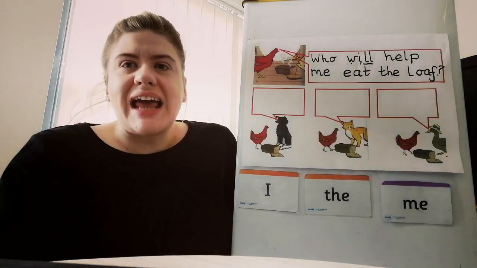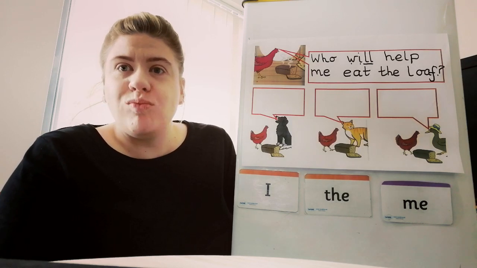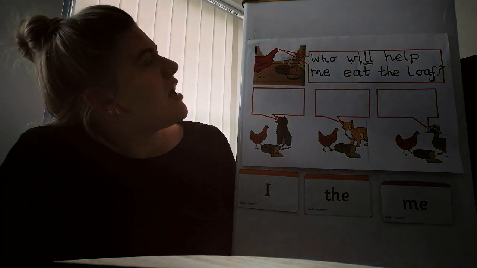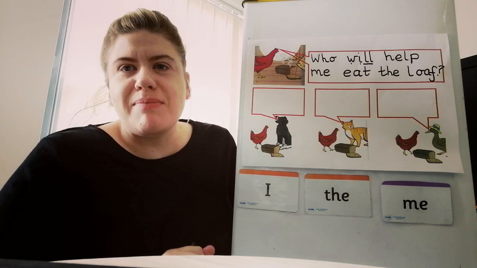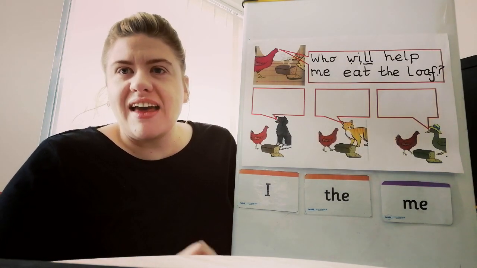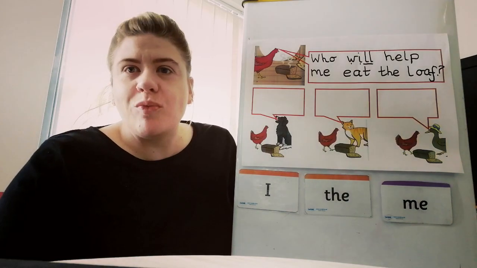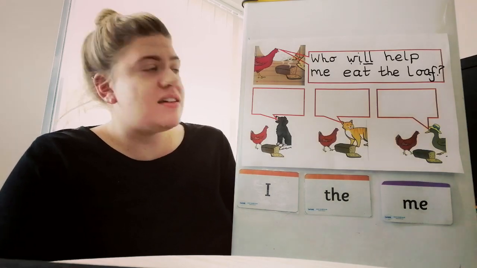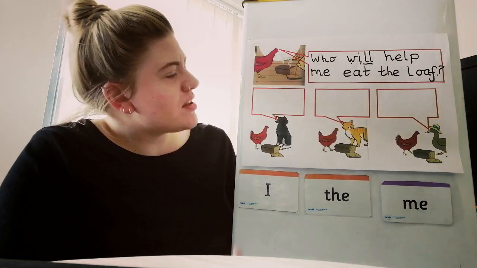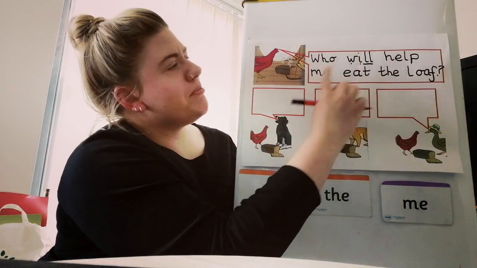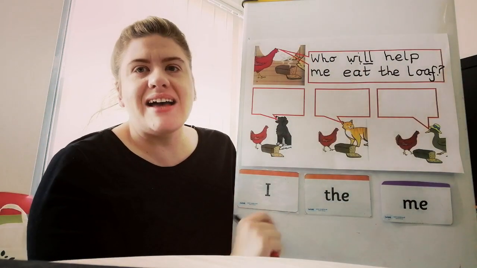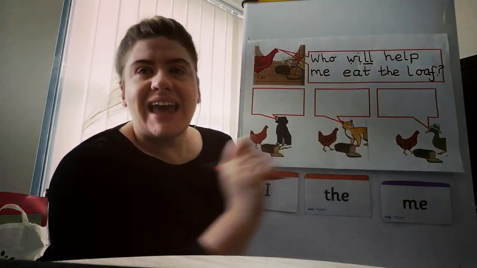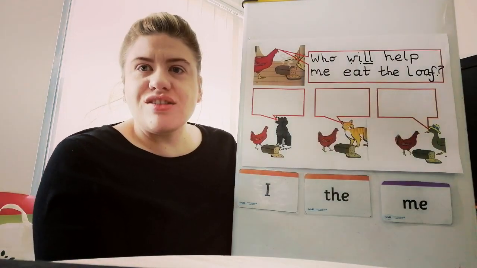Okay. Now, at the end of the story, like we said, the other characters said that they would eat the bread because it smelled so yummy. Okay, and so fresh, and they could smell it fresh from the oven after it had been baked. But they didn't help her cook the bread. They didn't help her plant the wheat or cut the wheat or do any of those jobs. But they all said that they would eat the bread, and they were very cheeky. So, who will help me eat the loaf? And they all said, I will, said the dog. I will, said the cat. I will, said the duck.